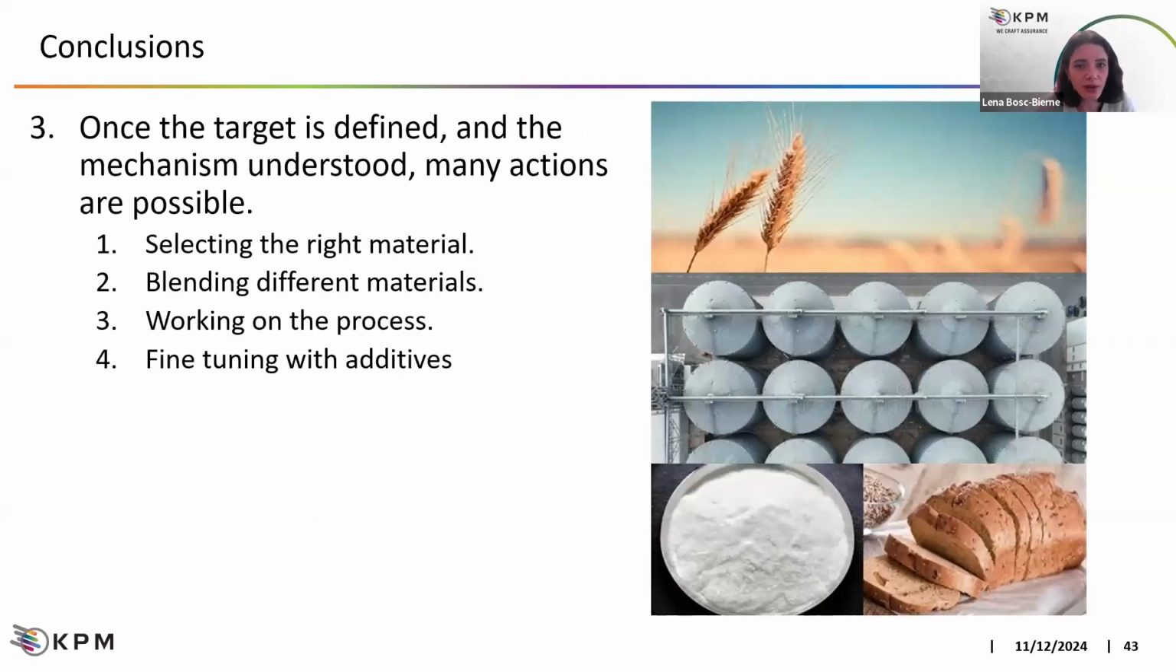And so once you have defined the target, and once you have understood the mechanism, the link between composition and rheology, you can do many different things. You can select the right material, the right wheat, the right flour, right from the beginning. You can blend the different streams of the flour, or you can blend different wheats or different flours in order to get closer to what you need. You can work on the process, both on milling or baking, in order to adjust to specific flour.